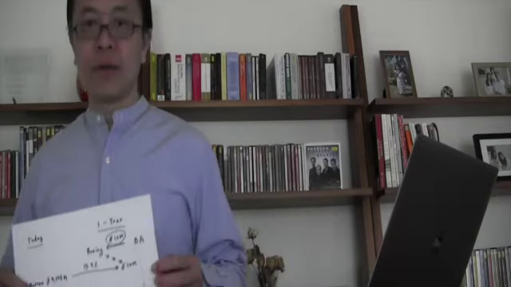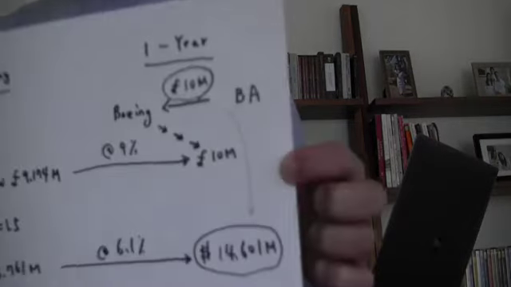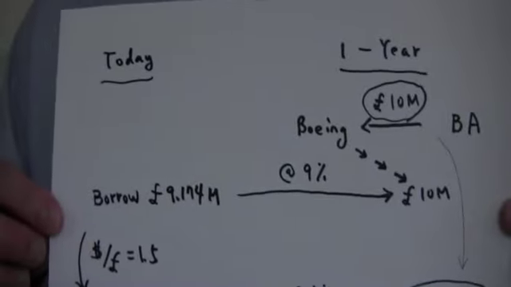The third method is to use money market hedging. In the money market hedging, here we assume that the US interest rate is 6.1%. The interest rate in the United Kingdom is 9%, and let's assume that the spot rate at the current time is 1.5. Let's take a look at this one.